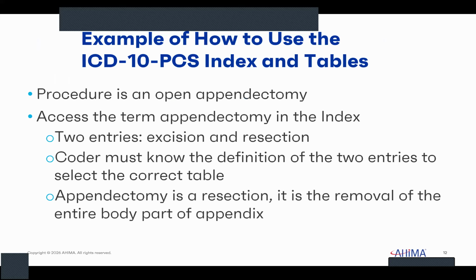Well, for this example, if you could take your ICD-10 PCS codebook, we're going to look at appendectomy. We have an open appendectomy. So we go to the alphabetic index and we look up appendectomy. And we'll see 2 entries, excision and resection. And for this, you need to know the definitions of what these are. An appendectomy is a resection, and that means that it's the removal of an entire body part, in this case, the appendix, right?